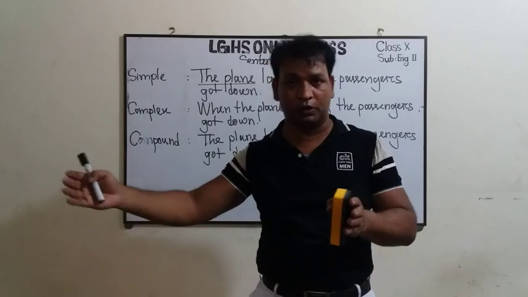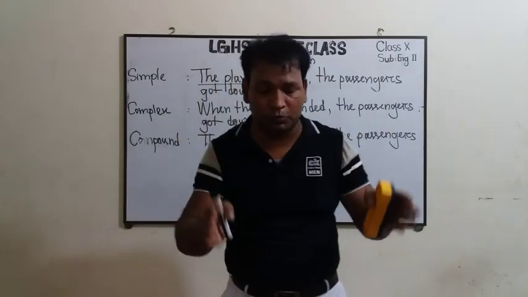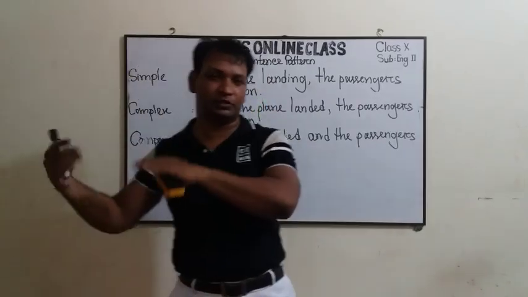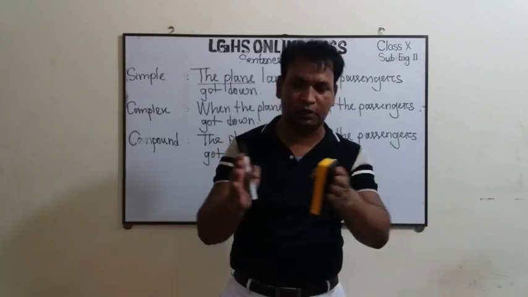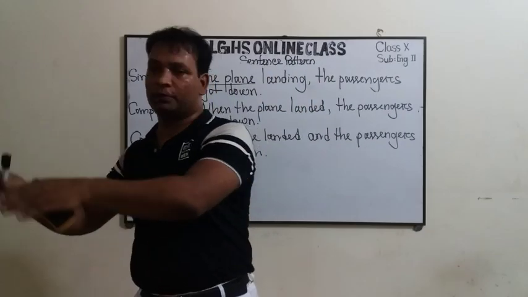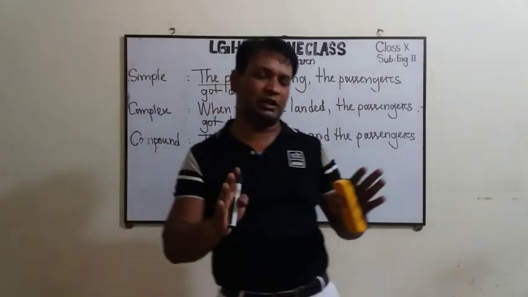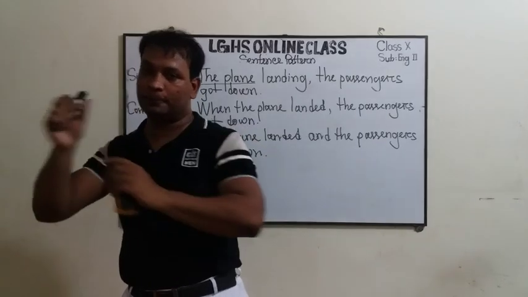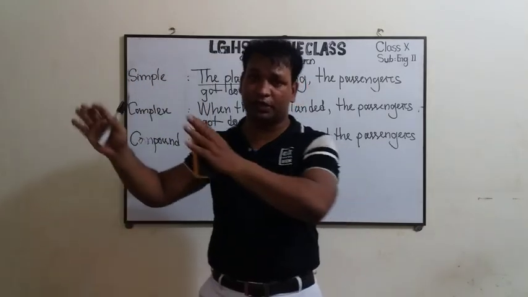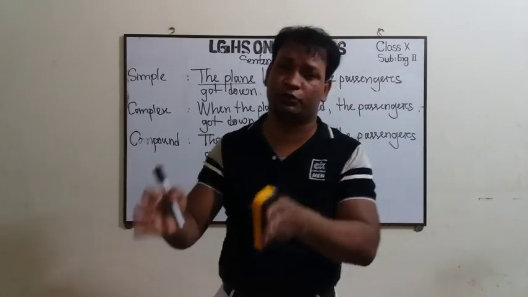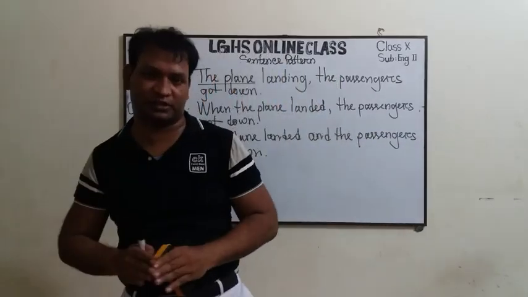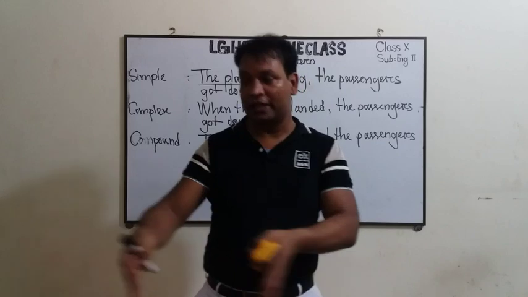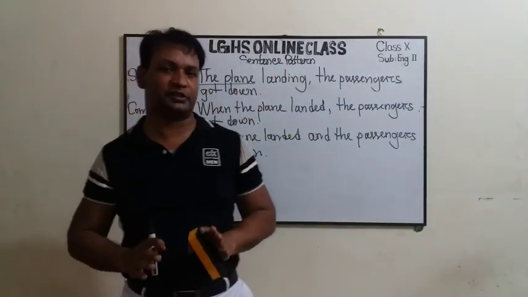Let's make this simple. Let's make it complex. As democracy is a popular form of government, every people is following it. Let's make it compound. Democracy is a popular form of government, and so every people is following it. Similarly, the marriage ceremony being over, the guests were going to the feast. This is simple. Let's make it complex. When the marriage ceremony was over, the guests were going to the feast. Let's make it compound. The marriage ceremony was over and the guests were going to the feast.